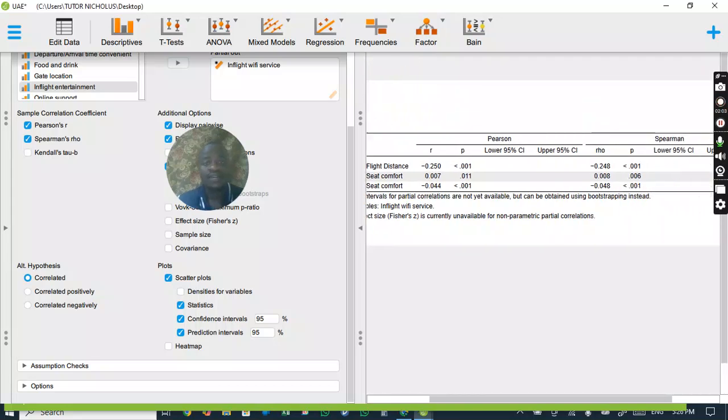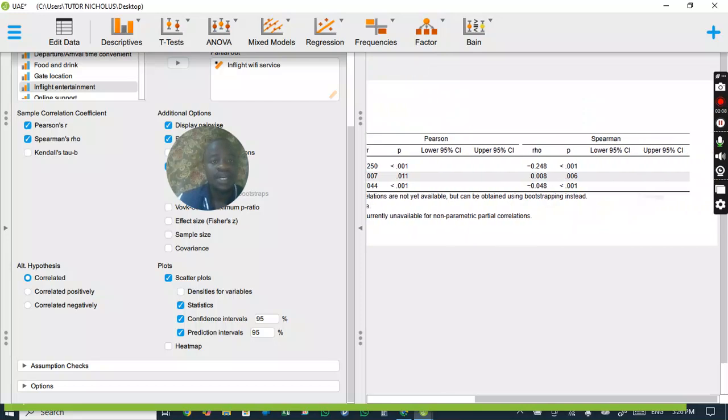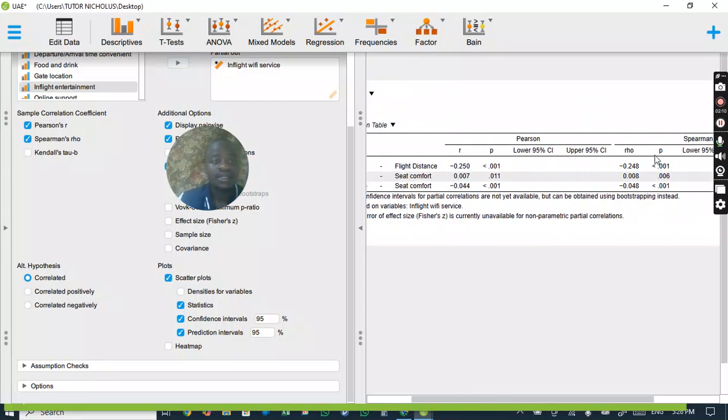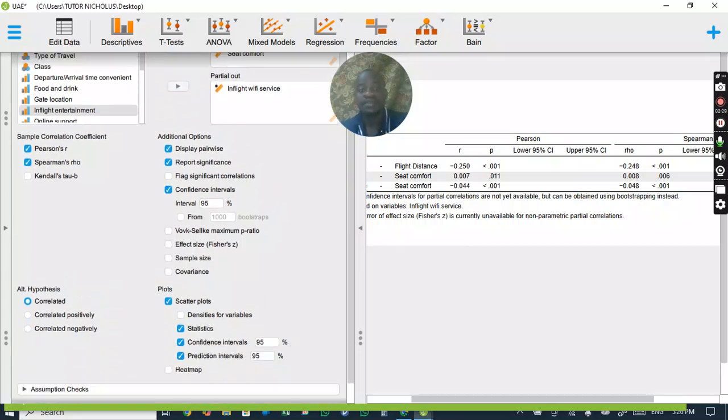So we have our partial correlations here under the correlation. This P stands for the P value. We normally use the P value in relation to alpha so that we gauge whether we can either accept or reject our measurement. Again, remember we have the null hypothesis and the alternative hypothesis.